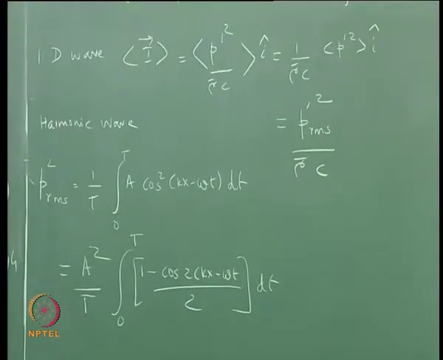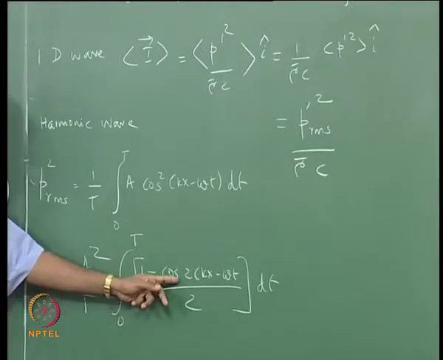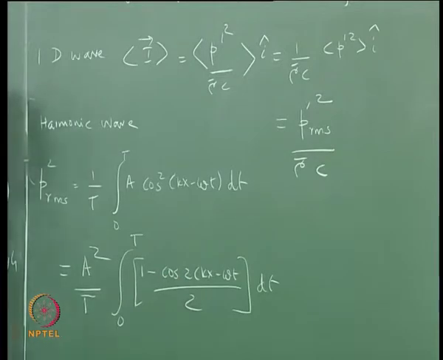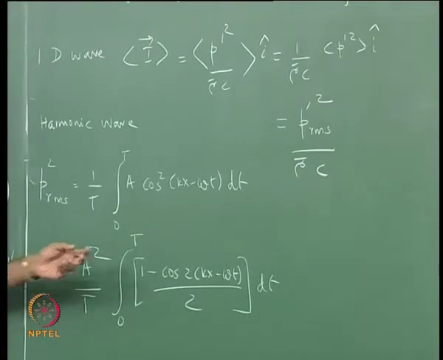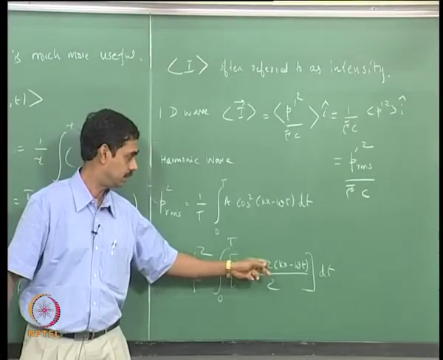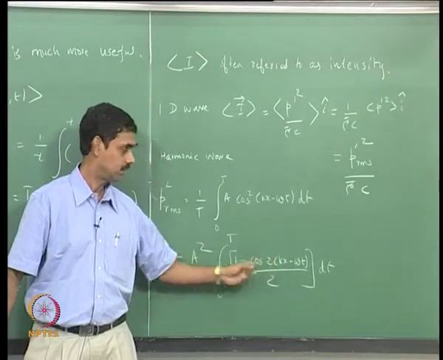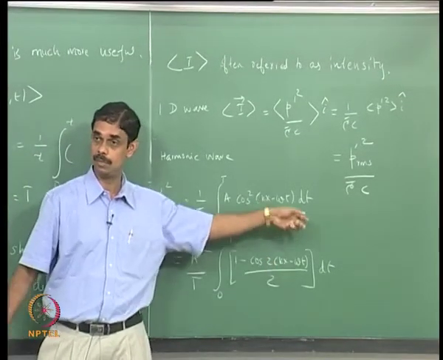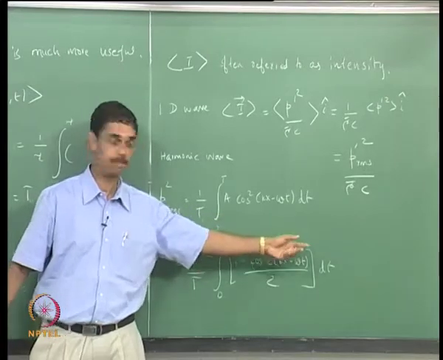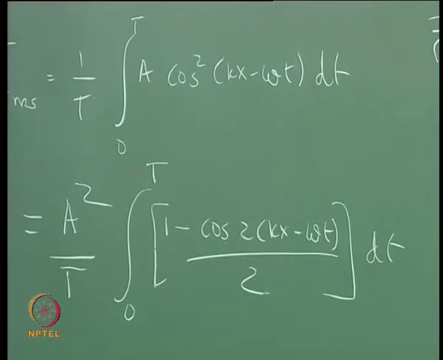Now, what is the integral of cos 2(kx minus omega t) over a time period T? This is a periodic function. The 2 means it oscillates at double the frequency, so if you average over a period, this term will drop. It would average to 0 because it's a periodic function, and the only contribution will be from the first term, which would be T over 2.